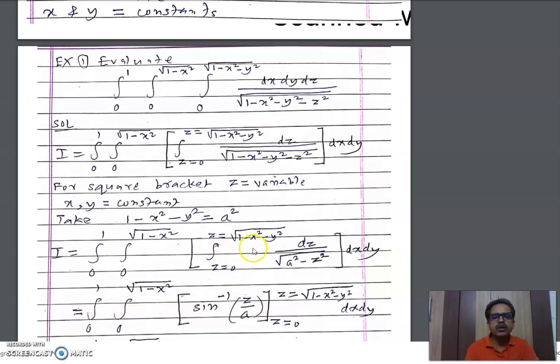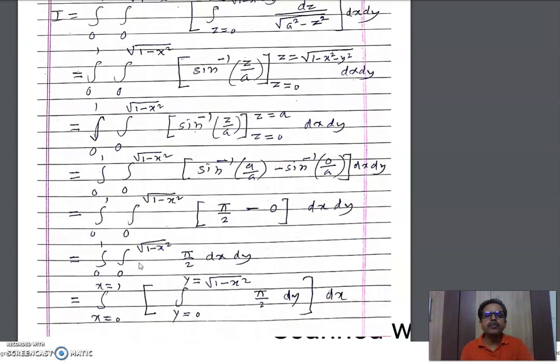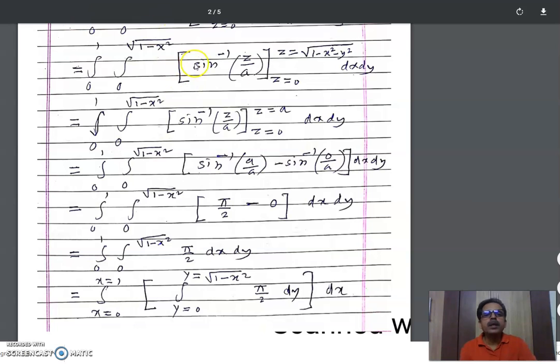z equal to 0 to z equal to under root. The remaining part dx dy I have written here, and these two integrals as they are. Also you can see that this is the value of a, so I can put a here. First we put z is a in the square bracket, we will find this quantity, then minus sign. Now you put z is 0 in the square bracket, you will find sine inverse of 0 by a. Now a by a is 1 and sine inverse of 1 is pi by 2, while sine inverse of 0 is 0.